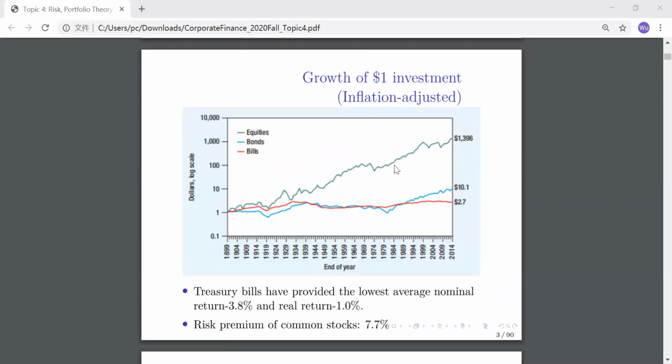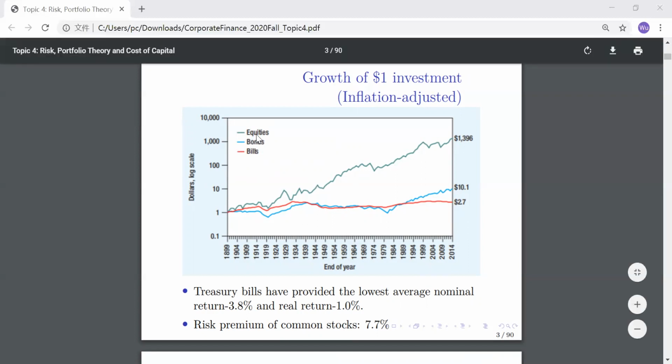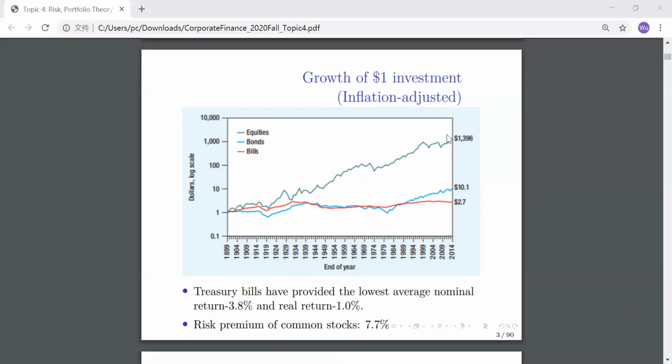So we're going to start by talking about risk and return. The first thing is that there are definitely differences between different investment products or securities. For example, the red one in this graph is bills, Treasury bills. We know it is almost riskless. The blue one is bonds. It is slightly more risky than T-bills. The third one is equity, the green one here. That is the most risky. And the idea you get from this graph is high risk, high return, right?